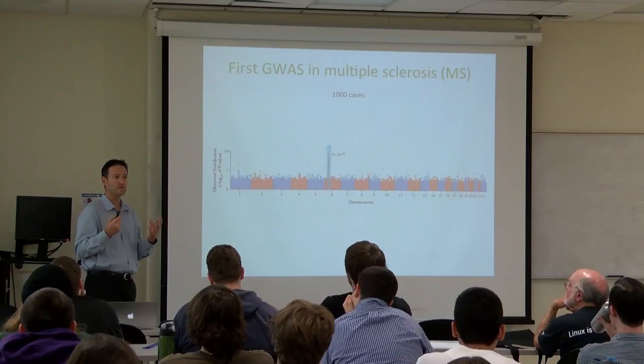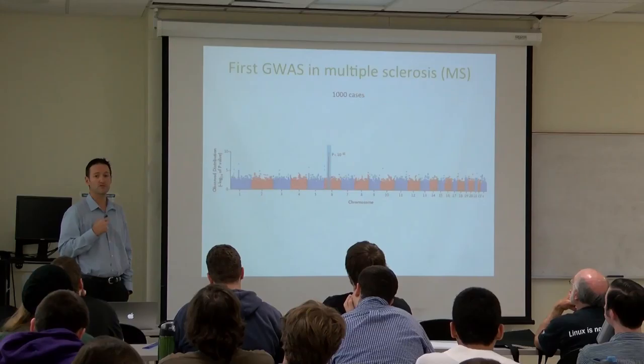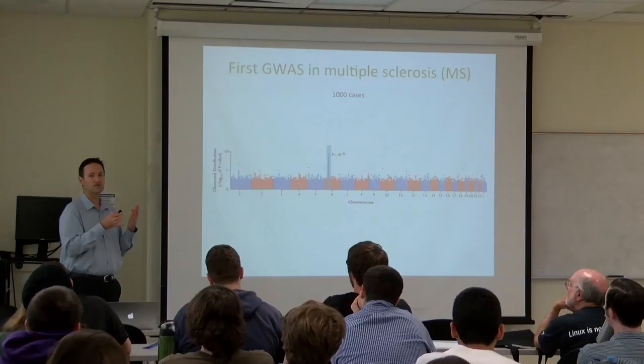This disease, in this case multiple sclerosis, is an autoimmune disease. So it makes a lot of sense that variation in that region of the genome that modulates our immune response might be involved in the susceptibility.